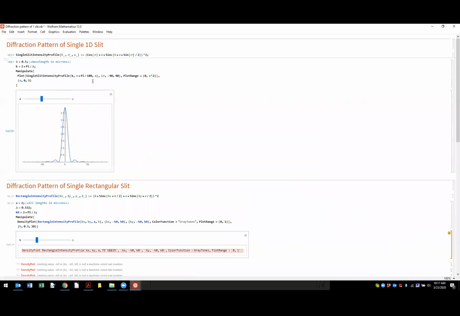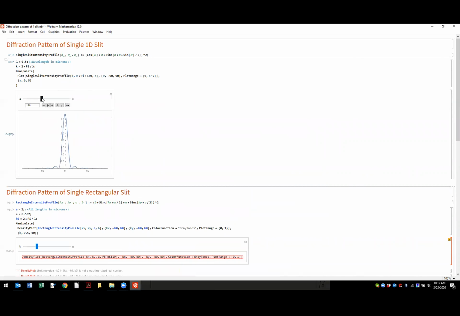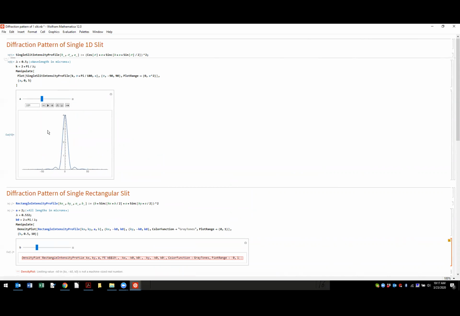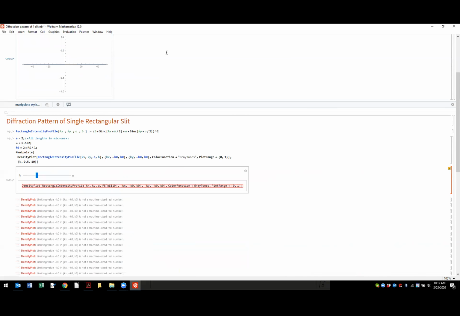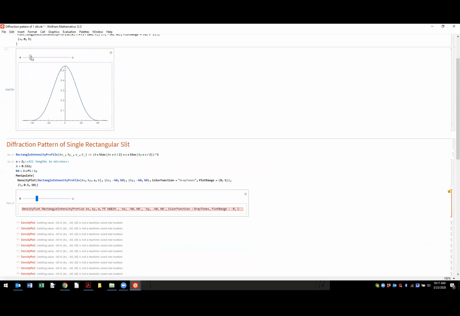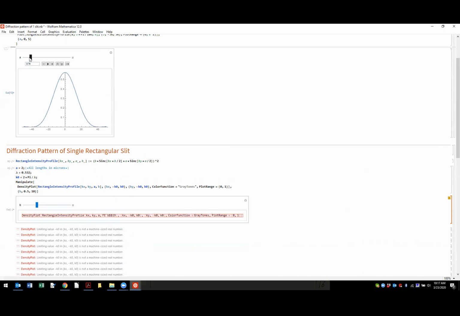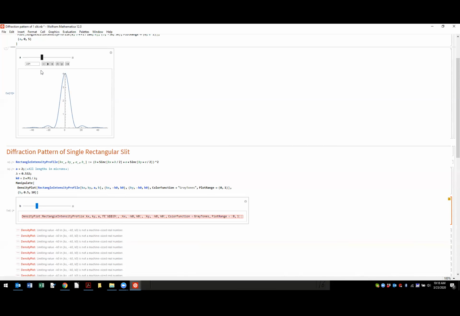Now, let's fix the slit width. Let's look at the case of 2. And we see that in the case of 2, if I change the range, so this goes from minus 50 to 50, I get my first node at about 15.